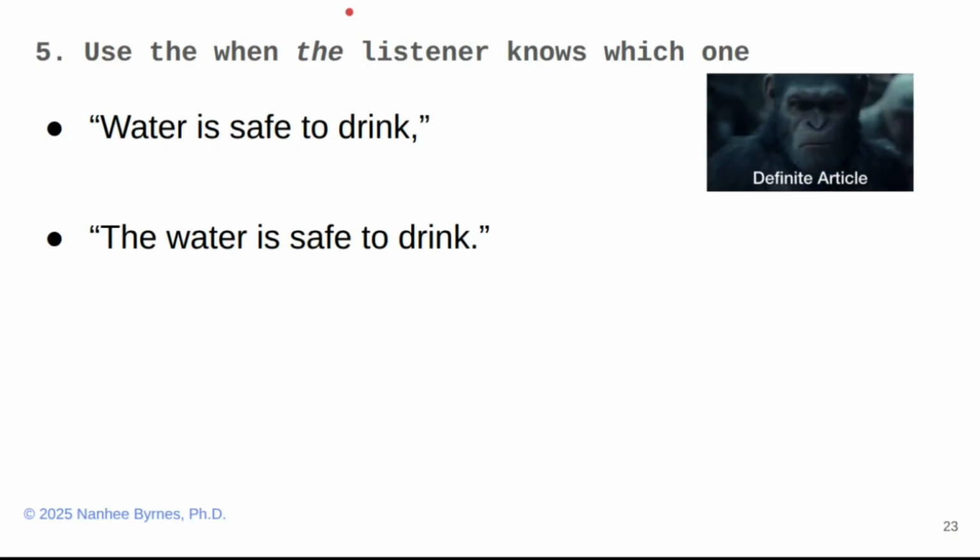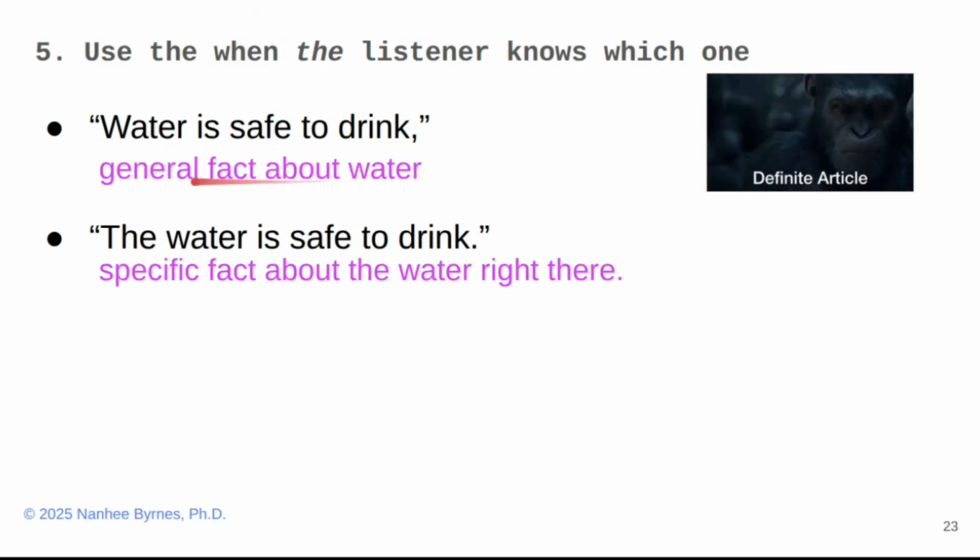Rule 5. Use the when the listener knows which one you mean. Imagine you're thirsty and find a bottle of water in front of you. You're not sure if it's safe to drink. Someone nearby might say one of two things. Water is safe to drink, or the water is safe to drink. Which information is actually helpful?